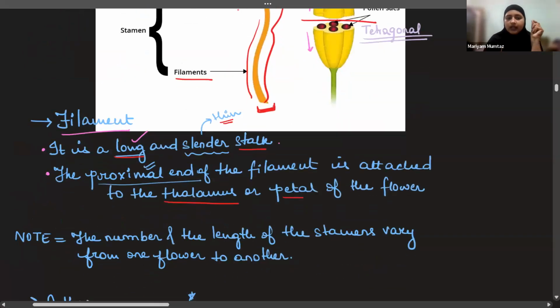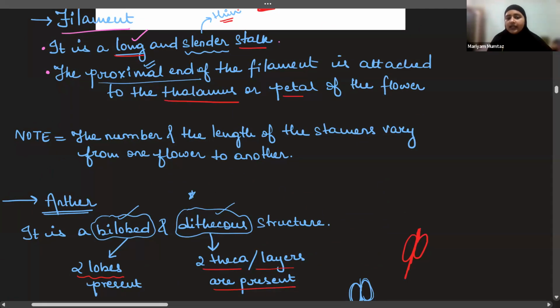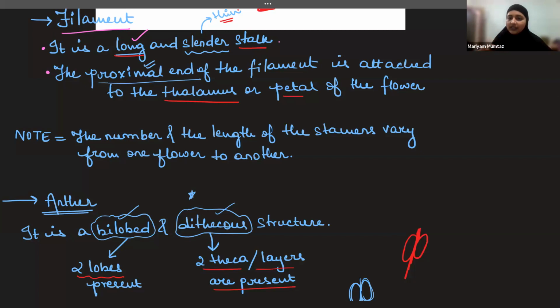Now, it depends from flower to flower how many stamens could be there and what will be the length of the stamen. For example, if it is a huge flower, then obviously the stamen would be very long. But if it is a smaller flower, then why would the stamen be longer than the flower? The stamen will also be short. So it varies from flower to flower, and we cannot measure it as one general term.